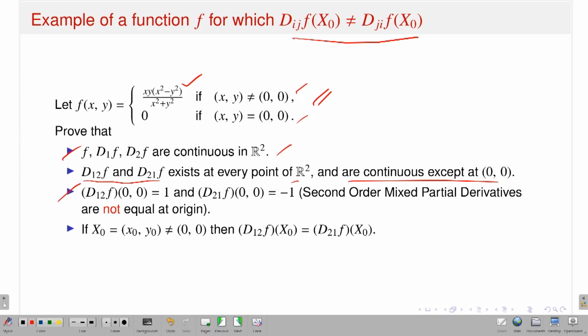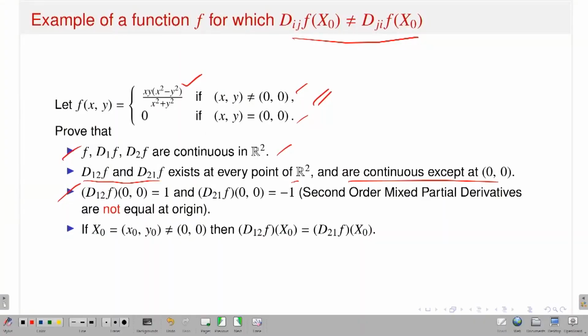Because if (x,y) is non-zero, then you know your f, and you know your partial derivative of f with respect to x variable and with respect to y variable. Again, if the point is non-zero, you can easily do that because the function is nice. The only point where you have to use the definitions of partial derivative is the breaking point, I mean (0, 0).